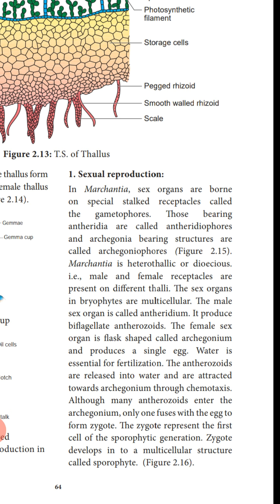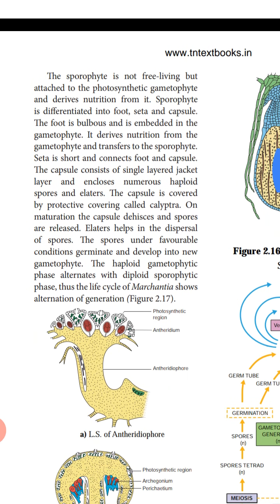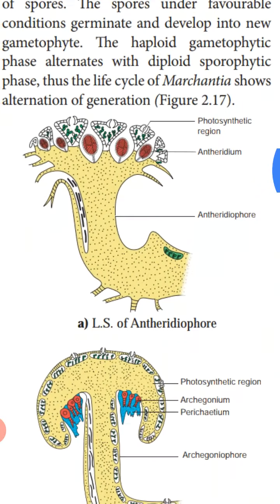The sex organs in bryophytes are multicellular. The male sex organ is called the antheridium. It produces biflagellate antherozoites. As we studied, the male reproductive organ, the antheridium, produces the male gametes called antherozoites. These antherozoites are biflagellate; two flagella are present. The female sex organ is flask shaped, called the archegonium, and produces a single egg.